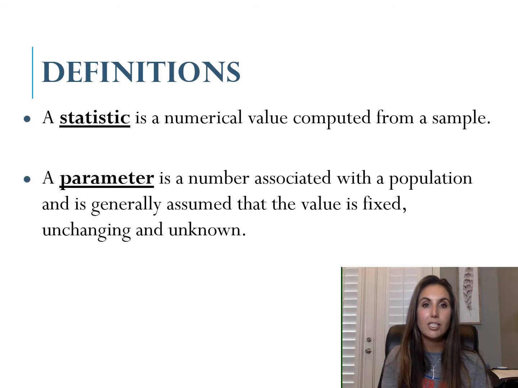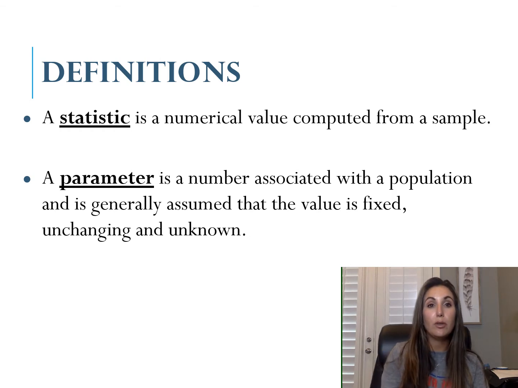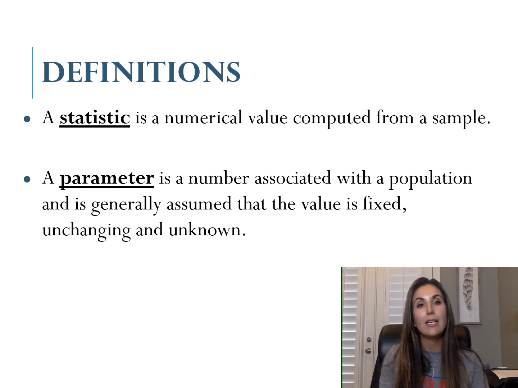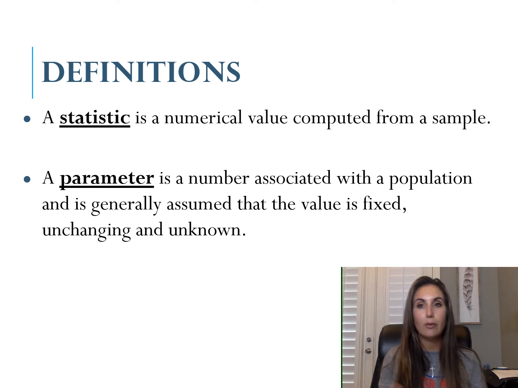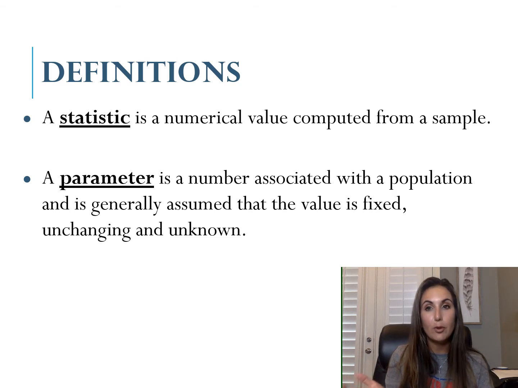Our next definition is a statistic. A statistic is a numerical value computed from a sample, and then we have a parameter, which is a number associated with the population, and it is generally assumed that the value is fixed, unchanging, and unknown. So the way that I remember the difference between a statistic and a parameter, I relate statistic, it starts with an S, and then a statistic comes from a sample. And then parameter starts with a P. It's associated with the population, which also starts with a P.